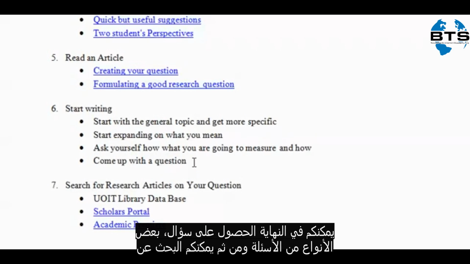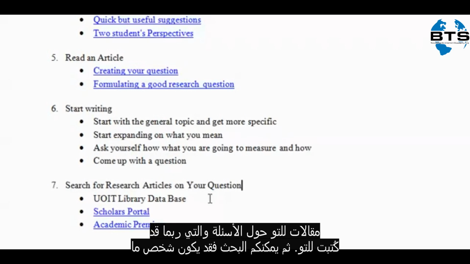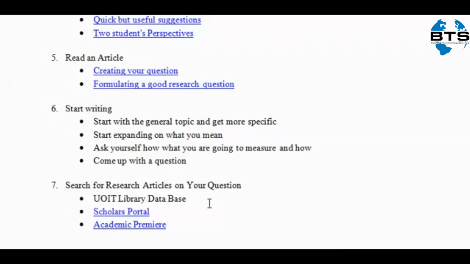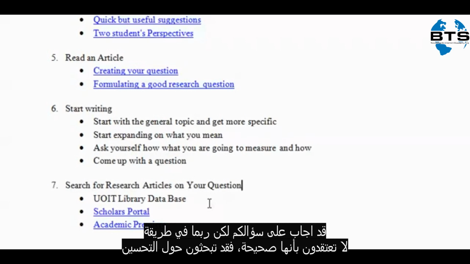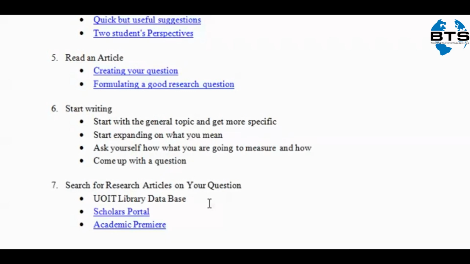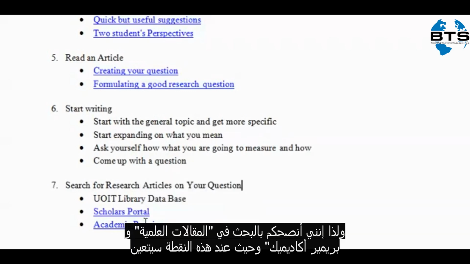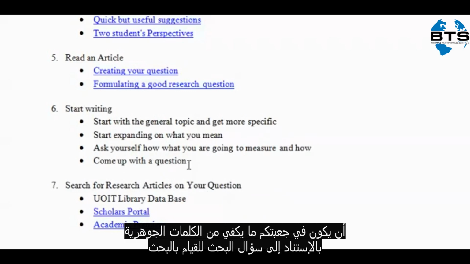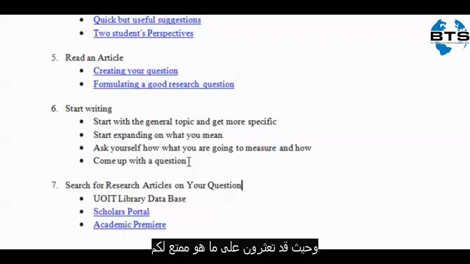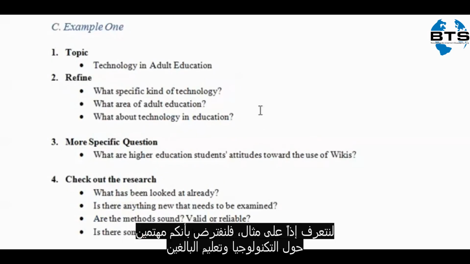Eventually you can come up with a question, some sort of a question, and then you can start searching articles already about your question. Maybe there's stuff already written and you can take a look at it. Maybe somebody has answered your question, but maybe not in the way that you think it should be answered. You might look for some refinements, and so I recommend going to Scholars Portal and Academic Premier, and you should at this point have enough keywords based on your question to do a search which will find things of interest to you. So let's go over example 1.